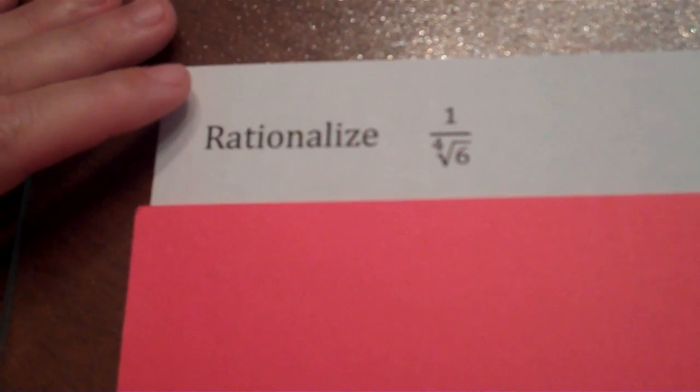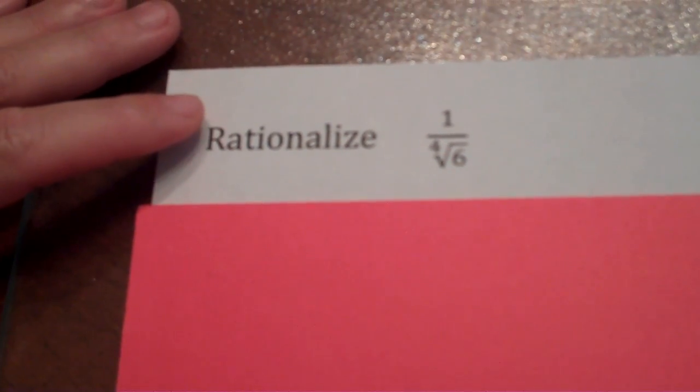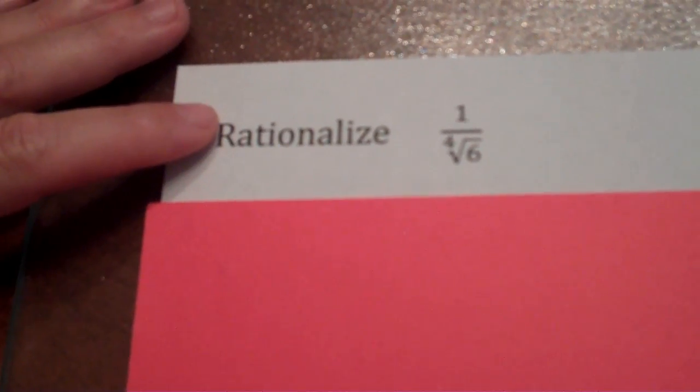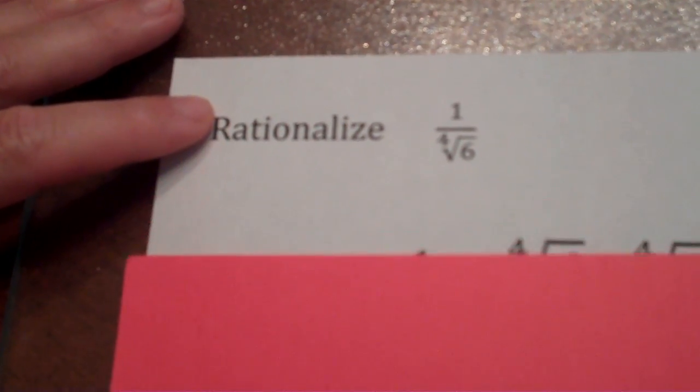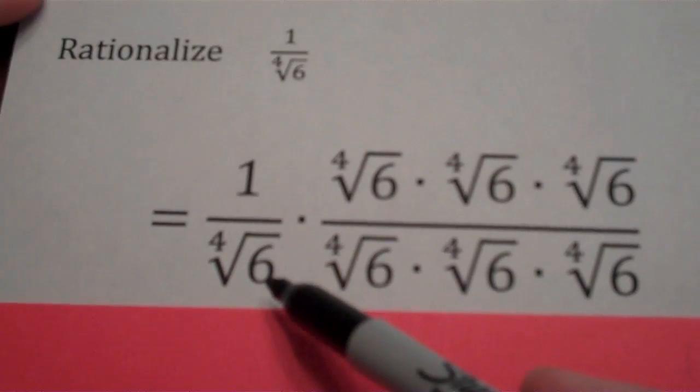Here we go, the last one. 1 over the 4th root of 6. This one's a little bit different. Let's talk about it. 1 over the 4th root of 6.